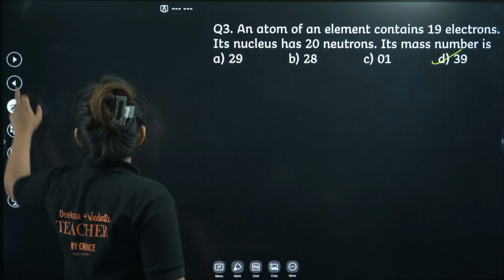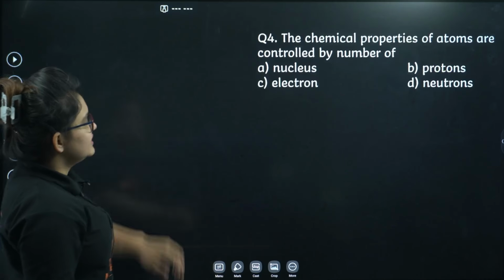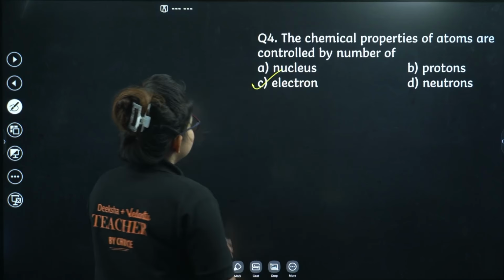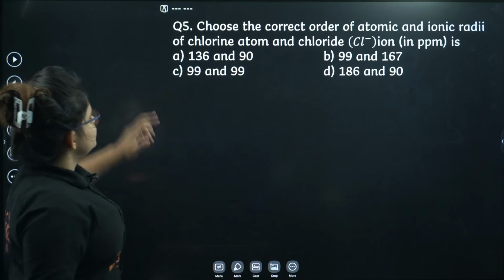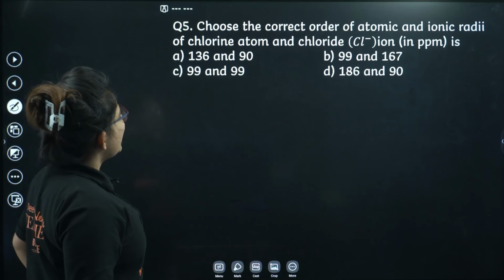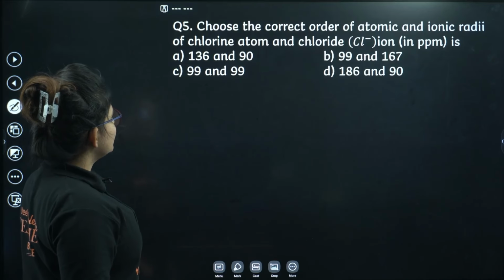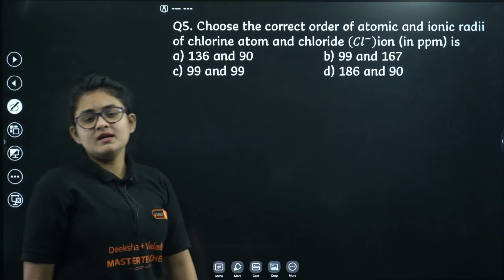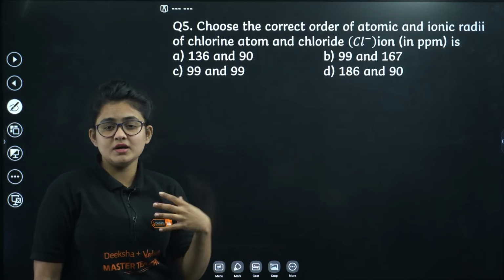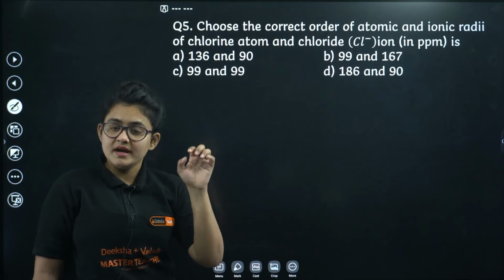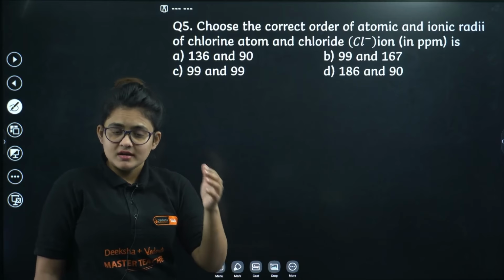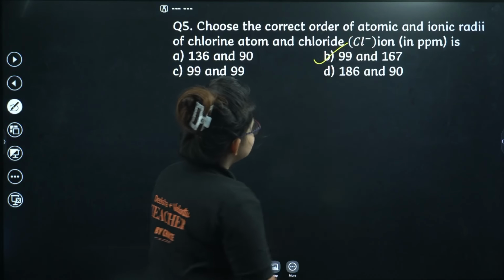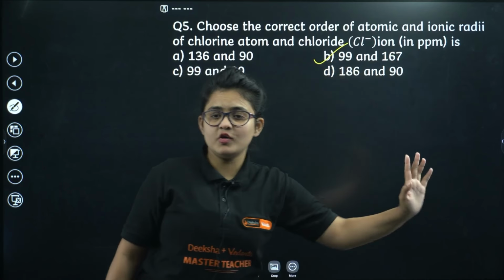Let's proceed. Here you can see the chemical properties of atoms are controlled by electrons. Next, choose the correct order of the atomic and ionic radii of chlorine atom and chloride ion. You don't have to remember the value exactly, but remember chlorine will be smaller, and when one electron is incorporated in chlorine, the radius will be more, right? So here only one option you can see: 99 is for chlorine, 167 is for chloride.